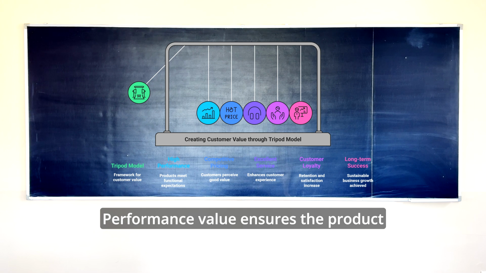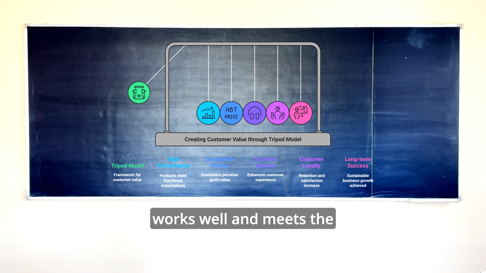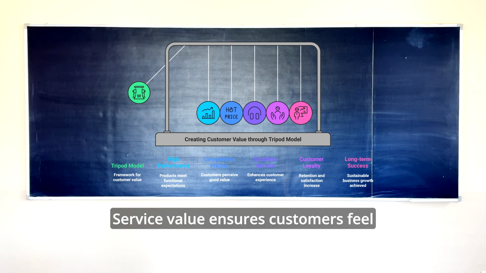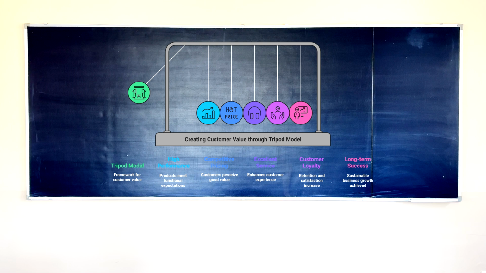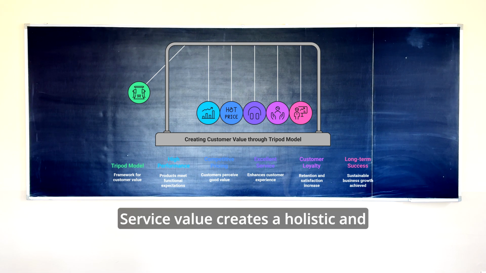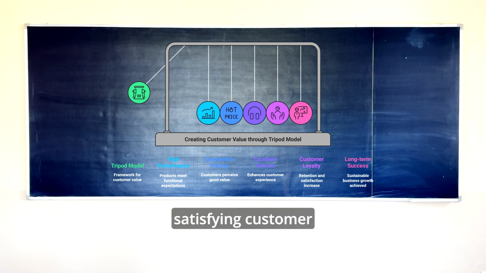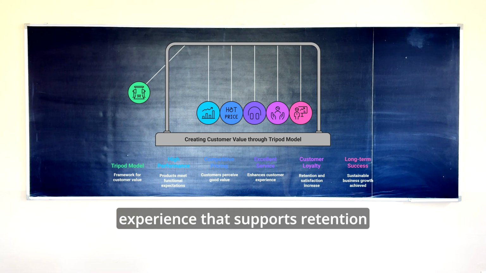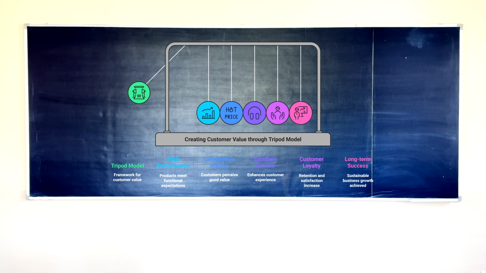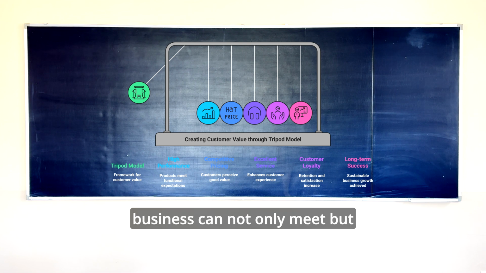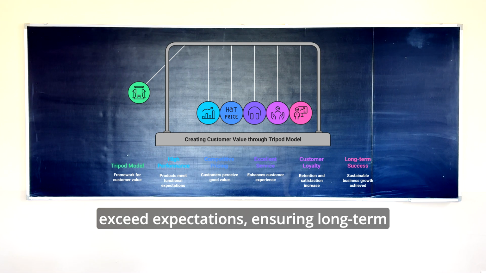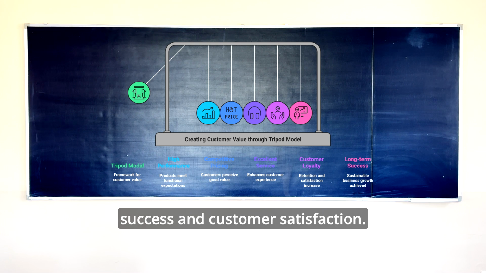Performance value ensures the product works well and meets their functional expectations. Price value ensures customers feel they're getting good value for the money spent. Service value creates a holistic and satisfying customer experience that supports retention and loyalty. So, when these three components are effectively integrated, business can not only meet but exceed expectations, ensuring long term success and customer satisfaction.